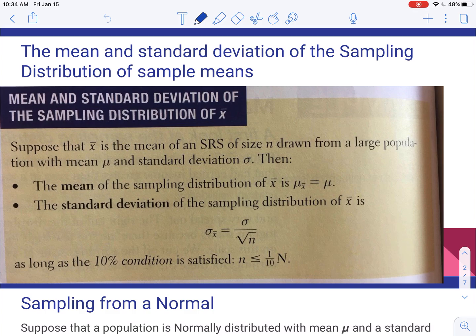Then we have to make sure that the 10% condition is satisfied, because again, we want to make sure everything is roughly independent. If we go above 10% of the population in our sample size, then we no longer are really looking at an independent population, and that skews it. So we need to make sure the sample is less than 10% of the population.